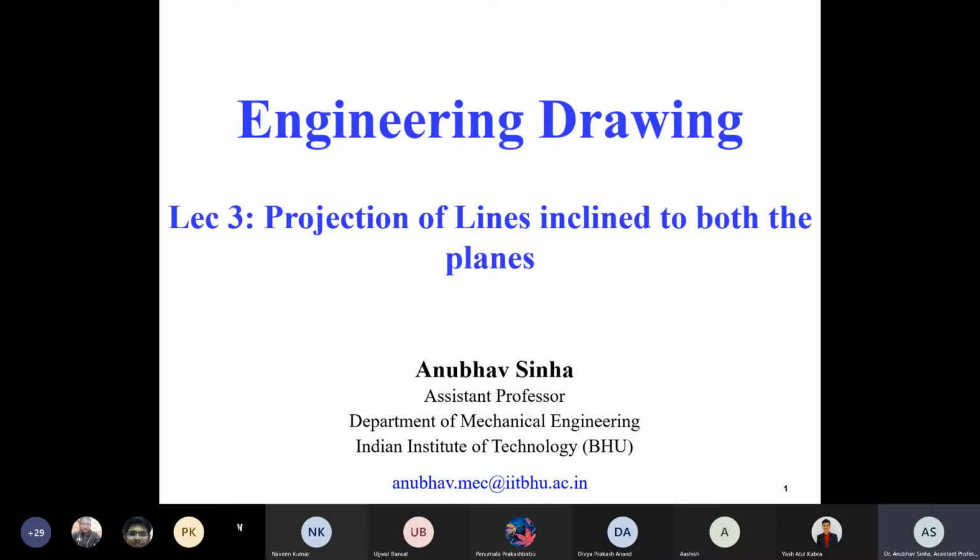The target is finally that you are able to draw 3D objects in different planes or different projections, but we are building up to that. To build up a solid object, we first start with points, lines, planes, and then we'll go on to solid objects. Today's lecture will talk about projection of lines. Last week we also talked about projection of a line. Today we'll talk about projection of a line which is inclined to both the planes.